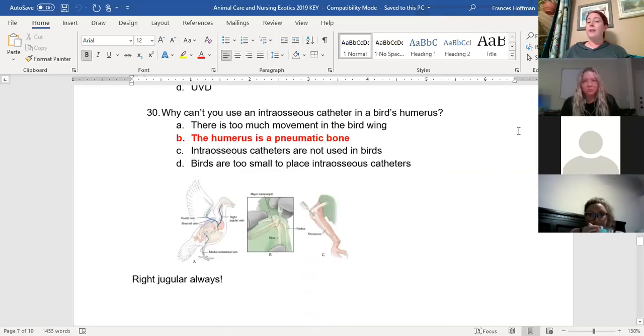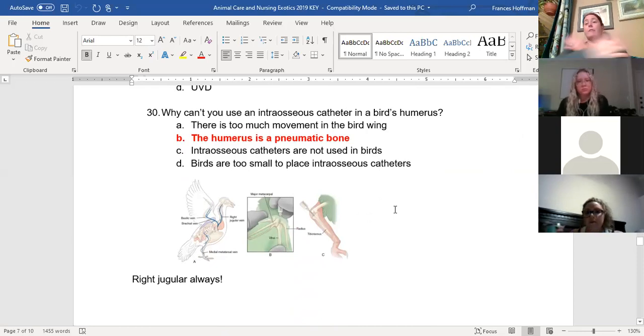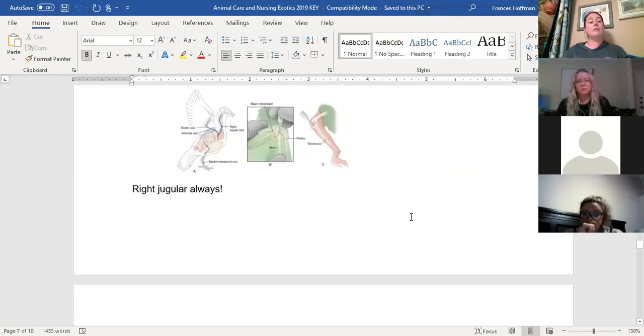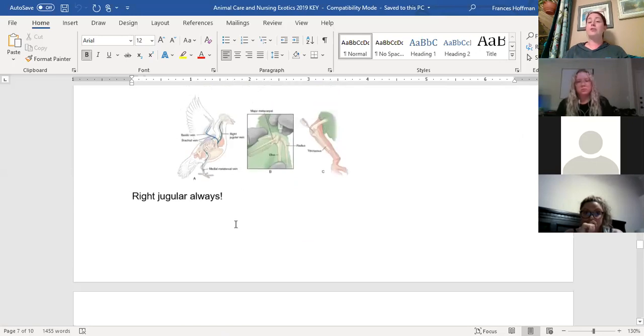Number 30, why can't you use an intraosseous catheter in a bird's humerus? Remember that pneumatic bones are going to be the long bones that are closest to the trunk of the body. So the humerus is a pneumatic bone. So we would rather do the radius and ulna or the tibia fibula, not the long bones closest to the body. And also have a note here, right jugular always.